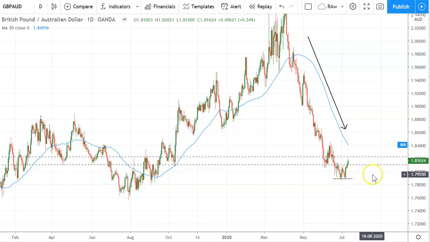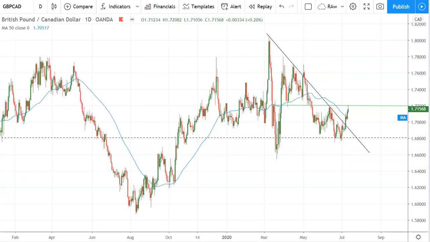Is this the bottom? If it is, we could see a decent move up if we get strength in the Aussie and weakness in the pound. That's as simple as it gets. Now, pound CAD, I am really interested in this one.